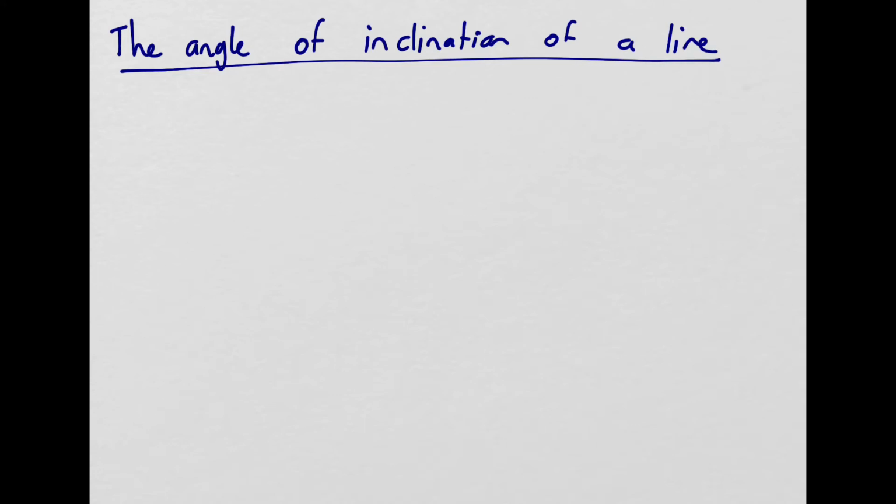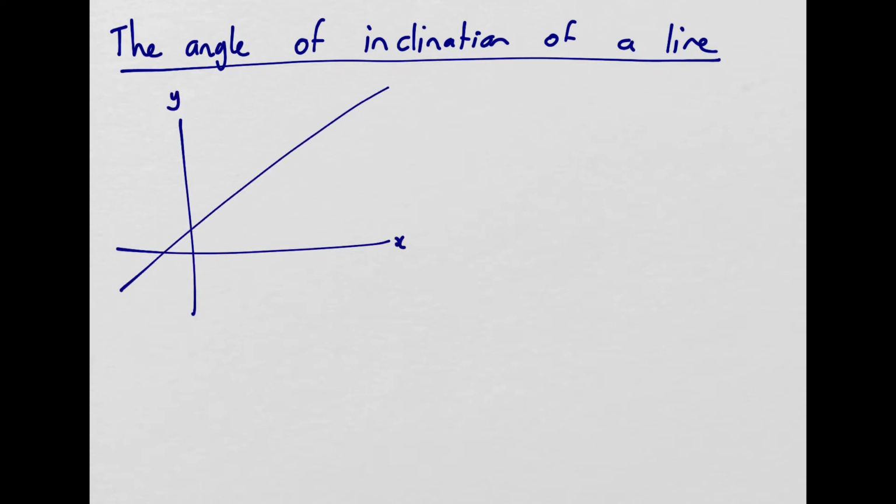All right, so what the angle of inclination of a line means is that if we have a Cartesian plane, so we have our y-axis, we have our x-axis, and we have a straight line. The angle of inclination is always measured from the x-axis up until that straight line. So let's call it theta.